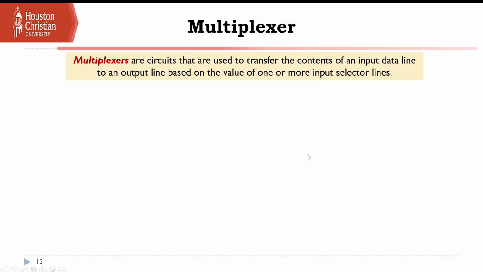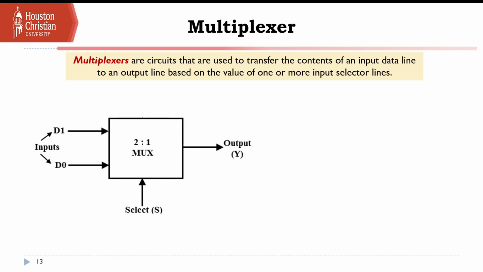The other one is called a multiplexer. These are circuits that are used to transfer the contents of an input data line to an output line based on the value of one or more inputs that are matched. In other words, it is an if condition or some kind of decision making.